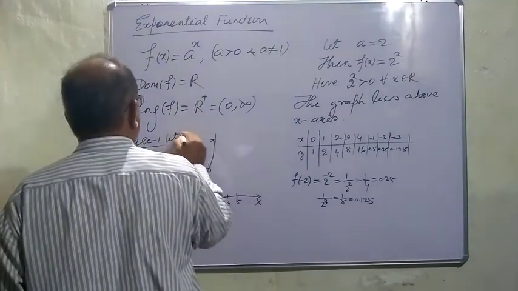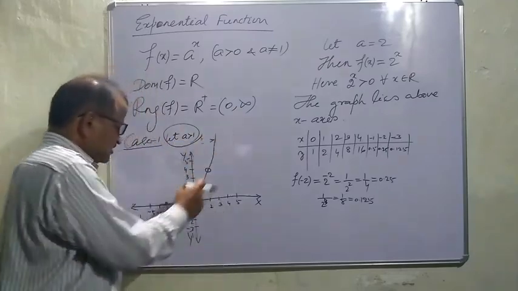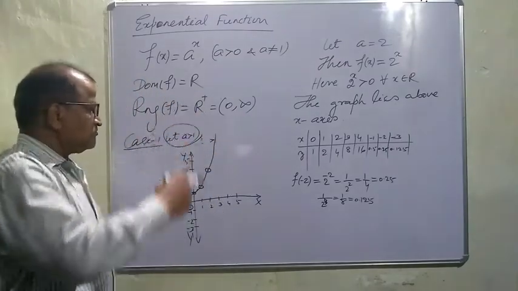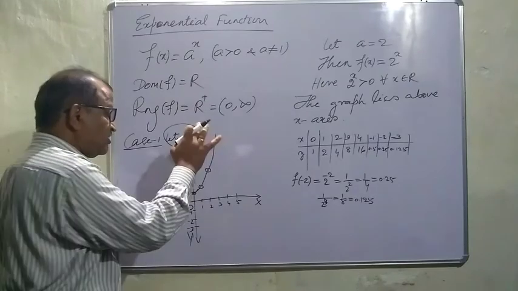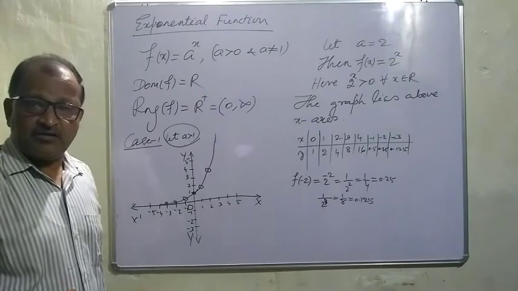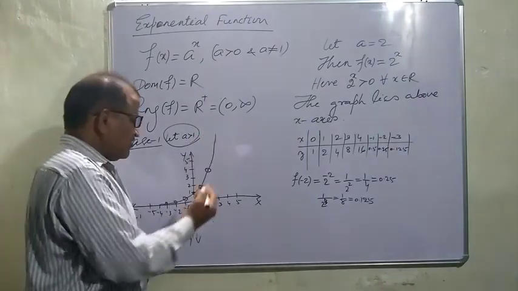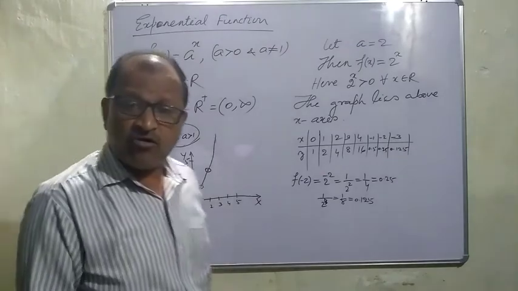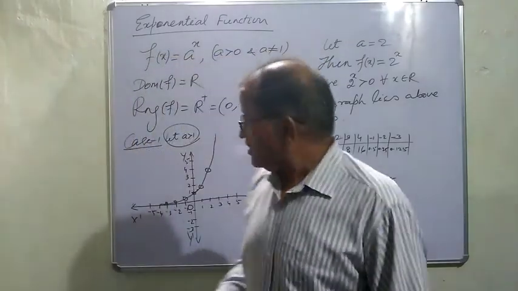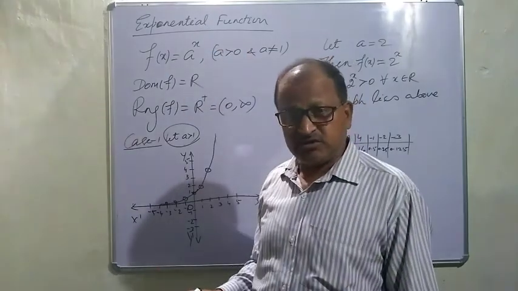Let a be greater than 1. This is the case. The curve will be like this. If you take 3 to the power x, it will increase more rapidly. If you take a equal to 4 or 5, then it will again increase, a highly increasing function.